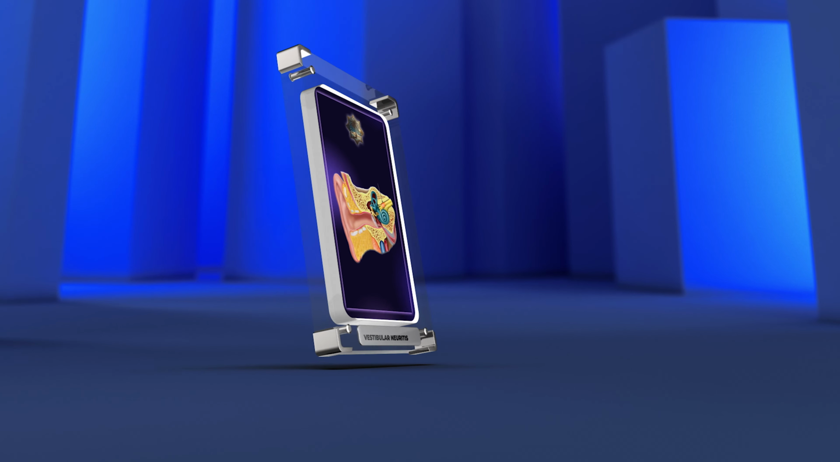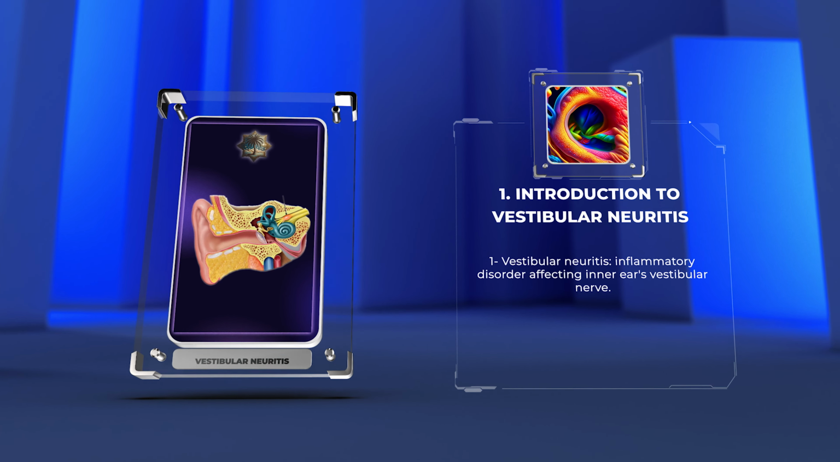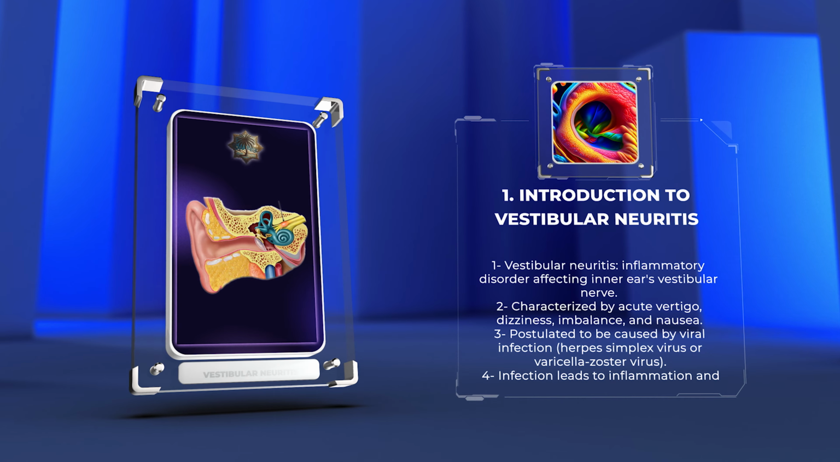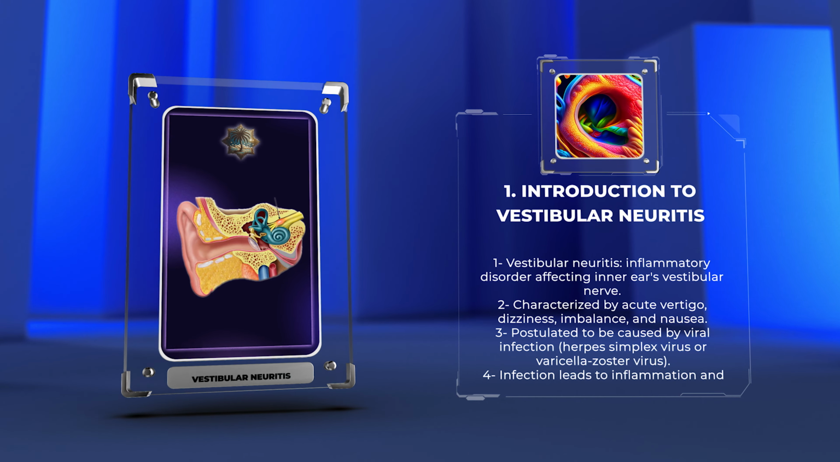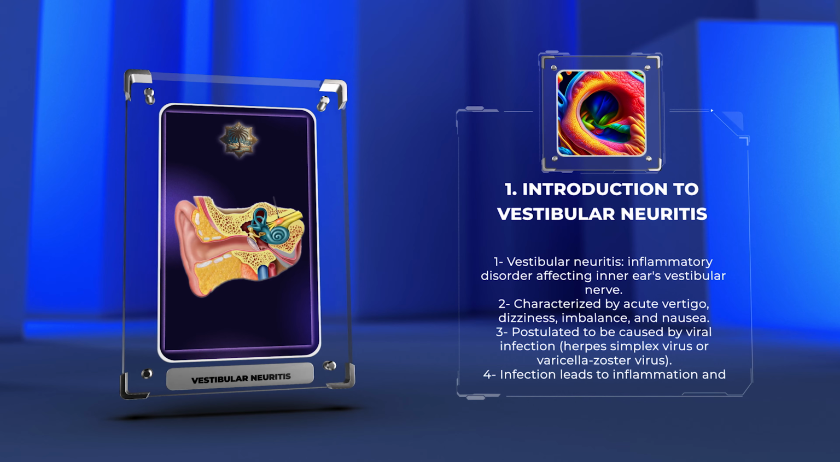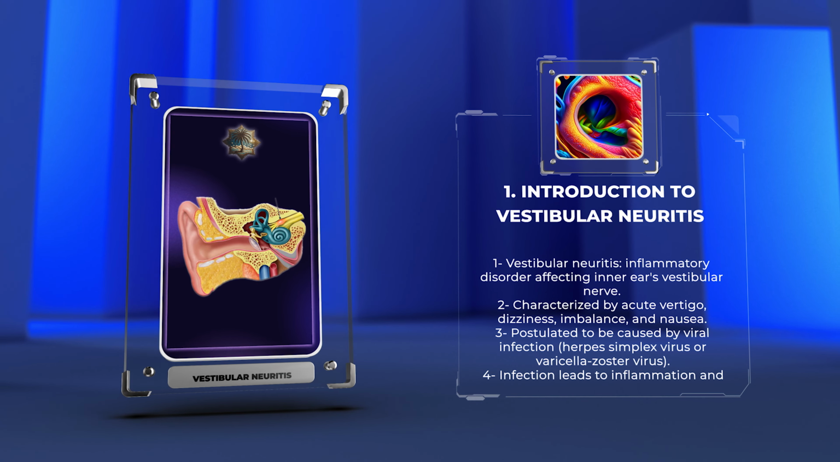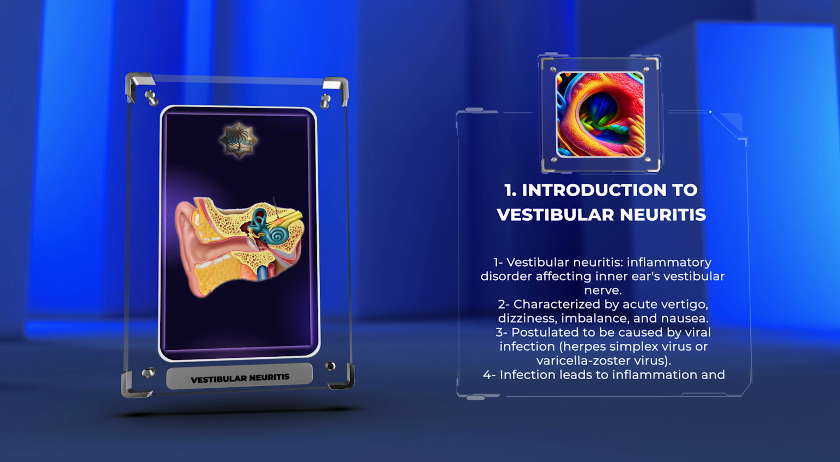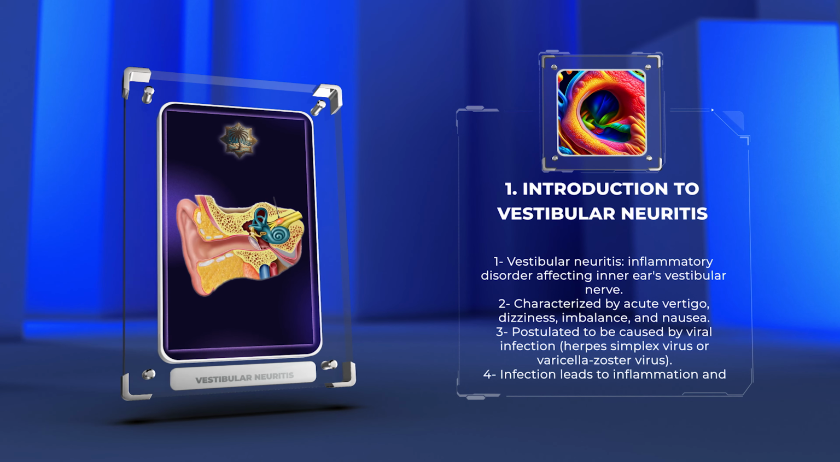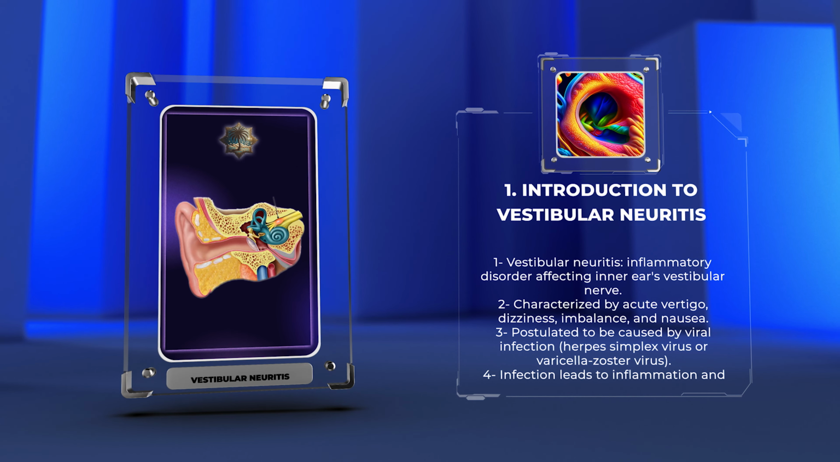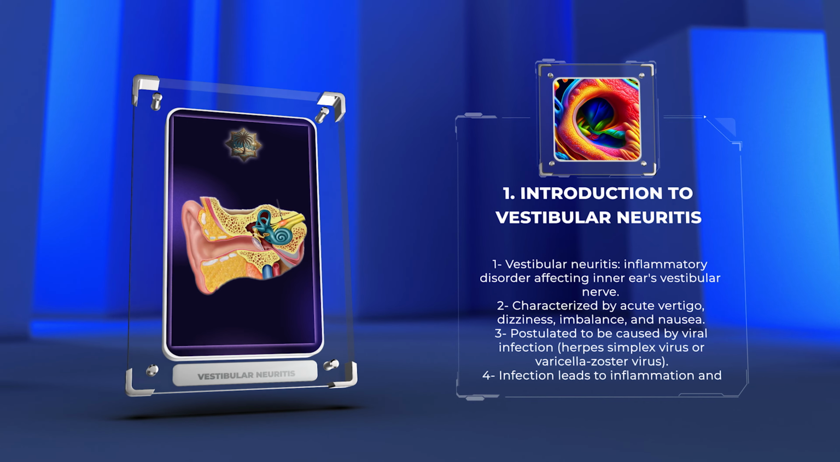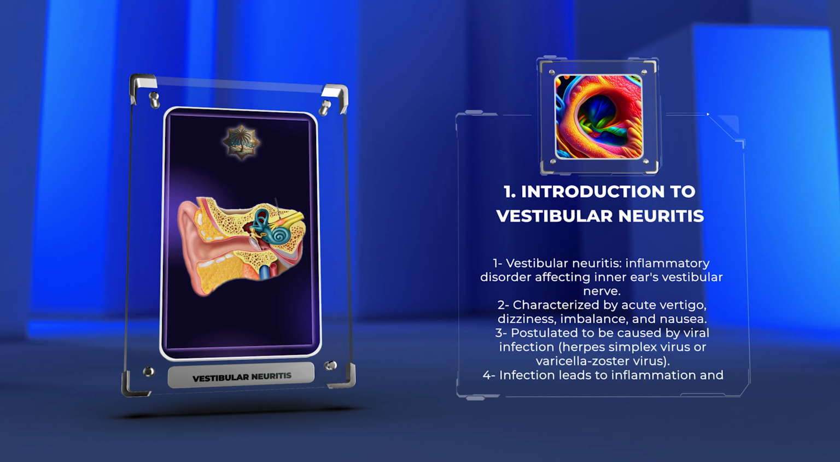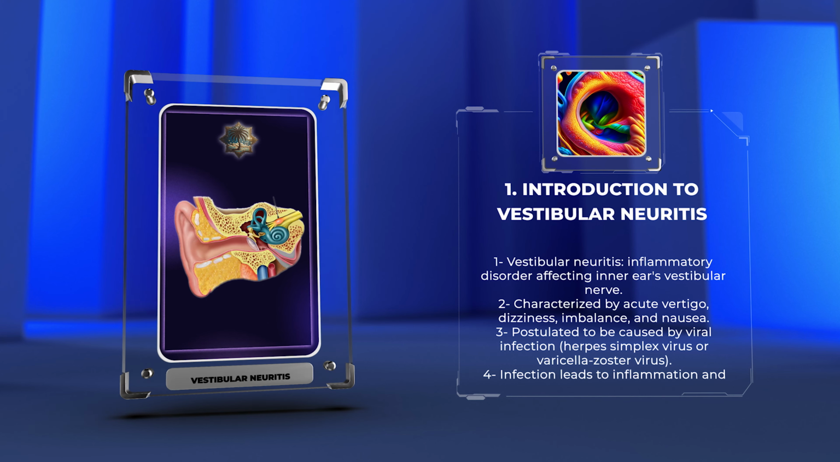1. Introduction to vestibular neuritis. Vestibular neuritis is an inflammatory disorder affecting the inner ear's vestibular nerve. It is characterized by acute vertigo, typically lasting several days to weeks, accompanied by dizziness, imbalance, and nausea. Although the exact cause of vestibular neuritis is still unknown, it is postulated to be caused by a viral infection, such as the herpes simplex virus or varicella-zoster virus, affecting the vestibular nerve. This infection leads to inflammation and subsequent damage to the nerve fibers, resulting in the characteristic symptoms experienced by patients.